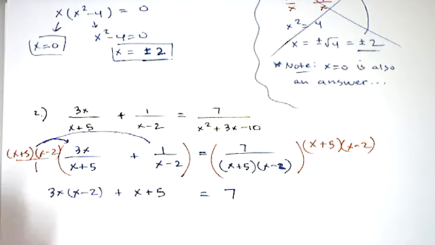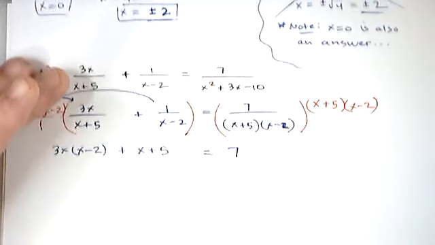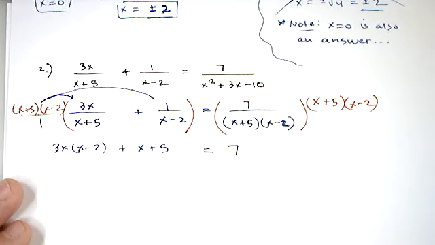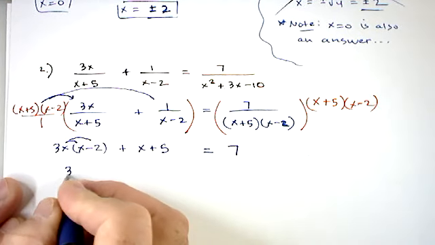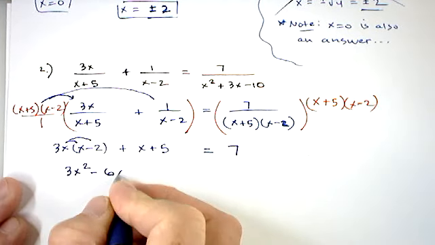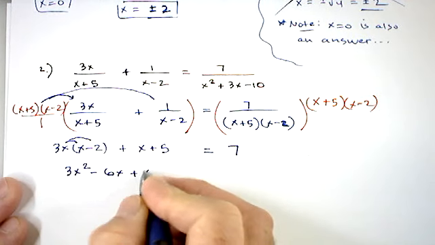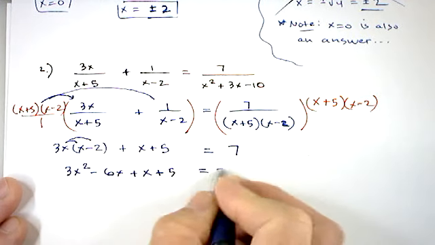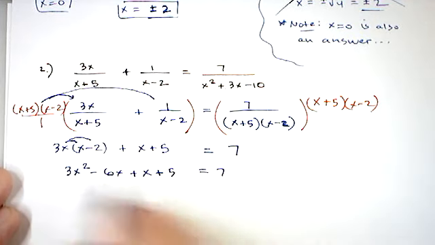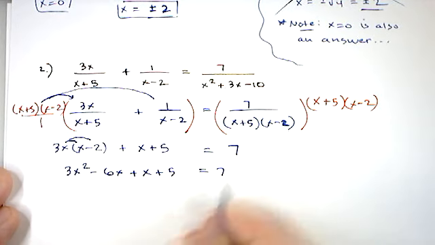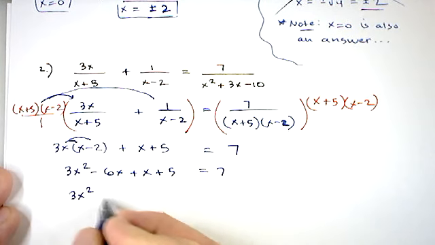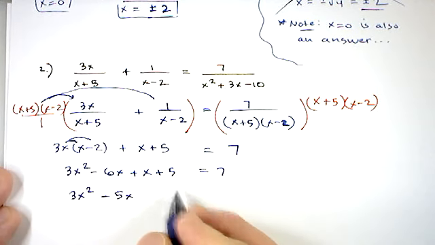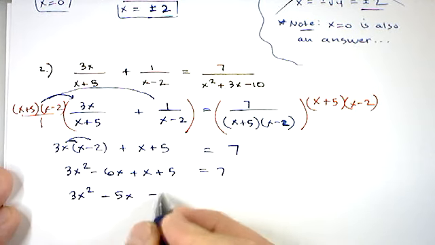And see, that just that simple move there looks so much better, right? I don't have any denominators to deal with anymore. So now let's just do some algebra here. 3x squared minus 6x plus x plus 5 equals 7. Given that I've got an x squared term, we're going to want to move everybody over and make one side equal to 0. 3x squared minus 5x minus 2.